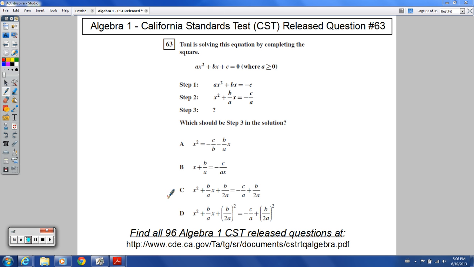Hello everyone, welcome to Algebra 1 CST release question number 63. It says Tony is solving this equation by completing the square.